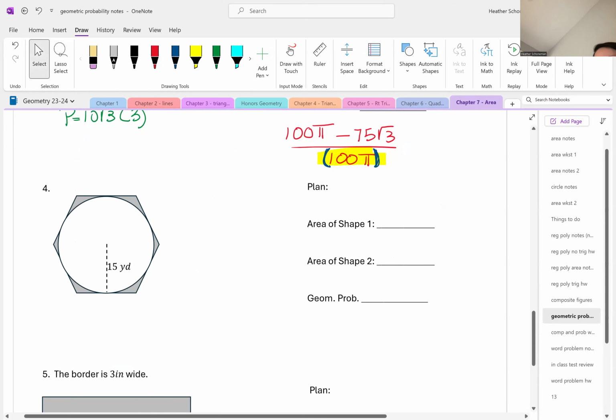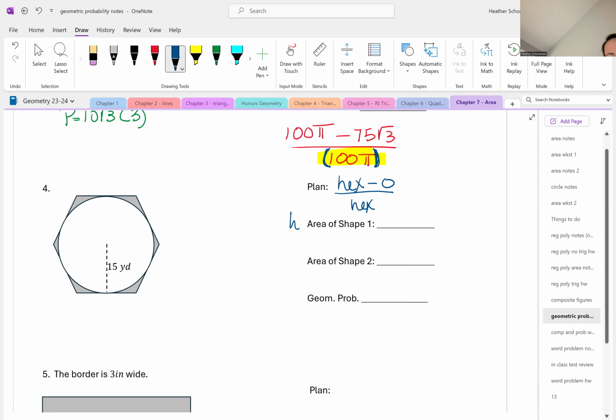Okay, two more. On the next one, figuring out the plan. To get the shaded region, I'm going to take the hexagon and subtract the circle and divide it by the hexagon. Okay, so I'm going to make this the hexagon and this the circle. So the area of the hexagon, the only option we have for a regular polygon is 1/2 little a times perimeter. Well, right now I know the apothem. That's 15. That's nice. I just need to know the perimeter.